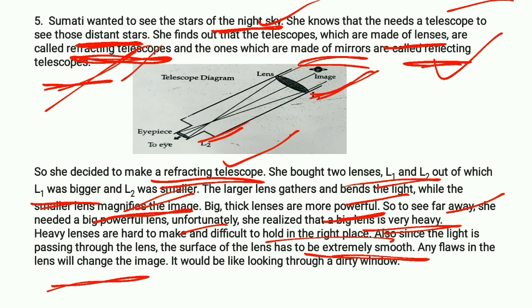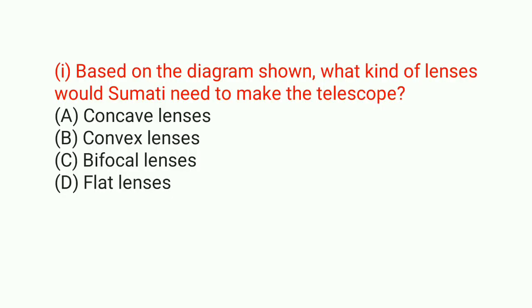So check that one. The first question: based on the diagram shown, what kind of lenses would Sumati need to make the telescope? So here, as per the data, in order to make the telescope, she needs convex lenses. So that is the direct answer we can choose: by using the convex lens, she wanted to make the telescope.